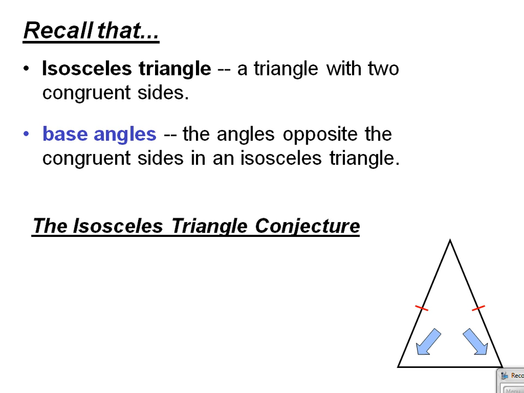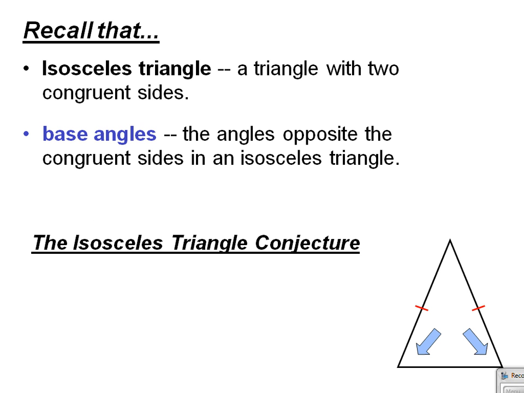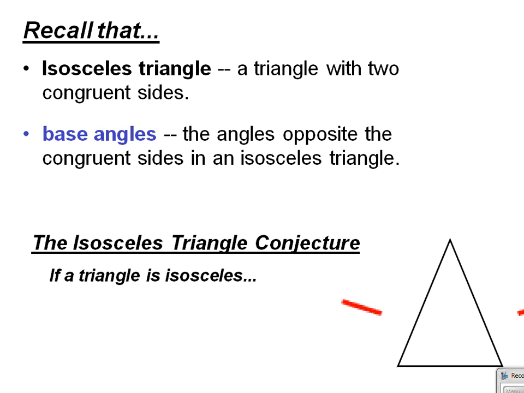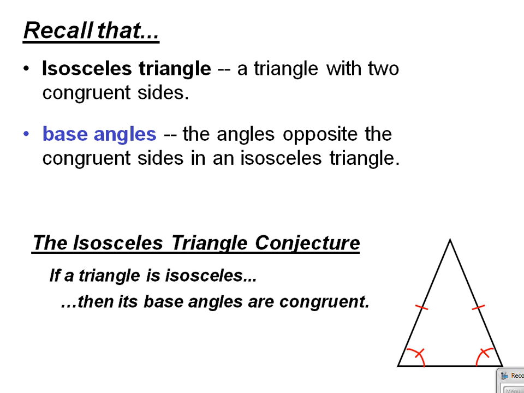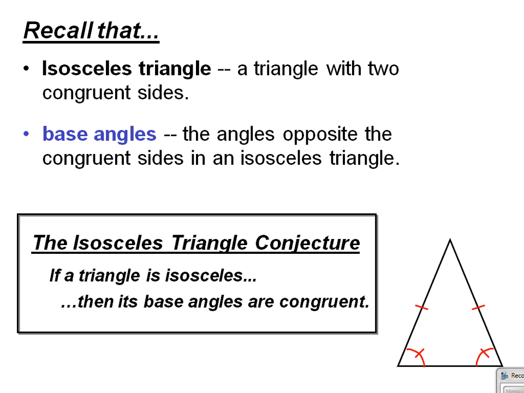Now, the first conjecture in today's lesson is the isosceles triangle conjecture, which says that if we begin with a triangle that is isosceles, we can therefore conclude that its base angles are congruent. If a triangle is isosceles, then its base angles are congruent.